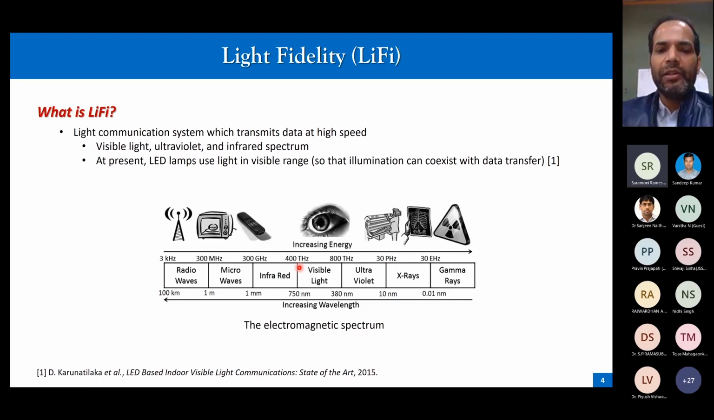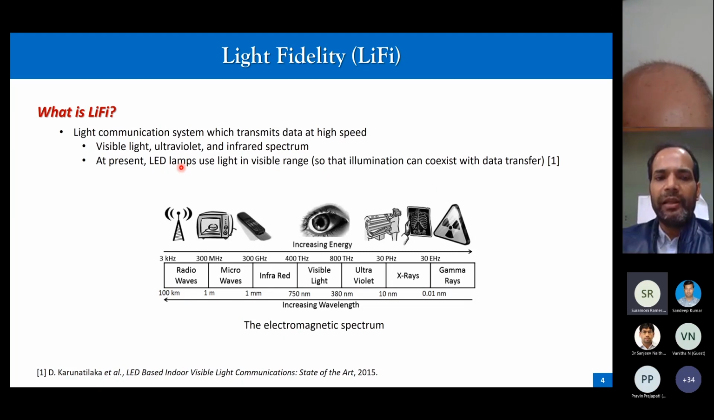So when I'm saying Li-Fi communication system or Li-Fi, it means it's a communication system which can use either infrared or visible light or ultraviolet frequencies for communication. At present, LED lamps use light in the visible range, right? You must have seen in your houses, LED bulbs are installed and all these bulbs emit visible light, okay? And we want to establish communication over these LED lamps because then we can provide illumination coexisting with data transfer. That means we want to provide illumination coexisting with communication. So many people at this moment are using LED bulbs or LED lamps, which transmit light in the visible range.